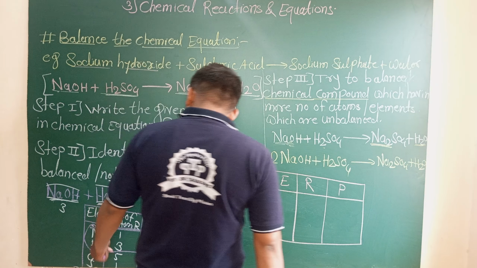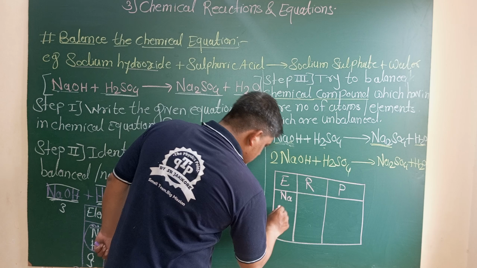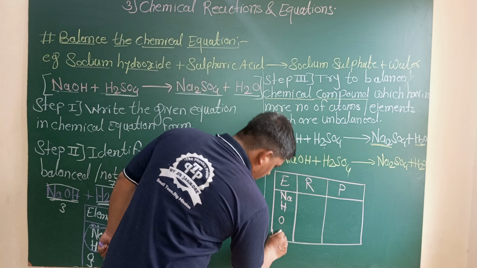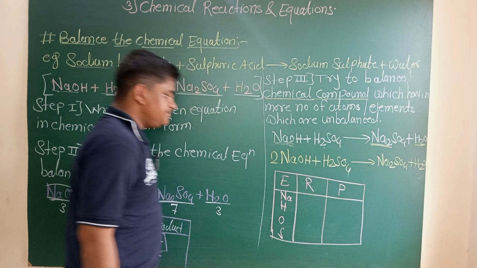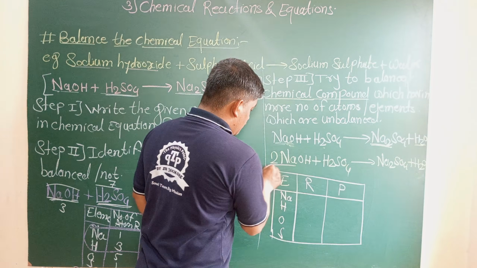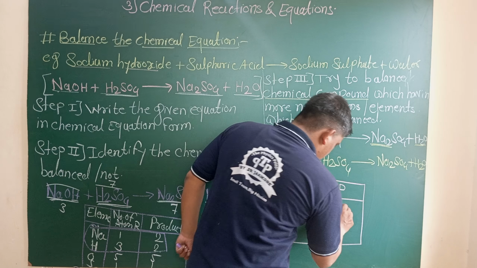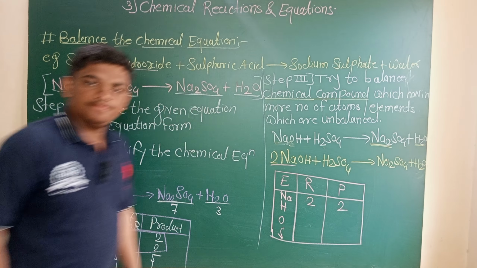Then there are 4 elements. One is sodium, hydrogen, oxygen and sulfur. How many sodium atoms are in the reactants? There are two sodium atoms. And how many sodium atoms in the product? That is equal to 2.